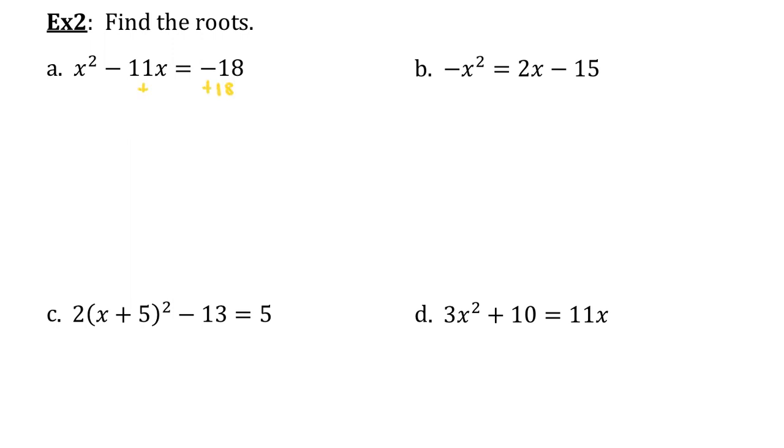I'm writing this little step here, but you don't have to. So now it's going to be x squared minus 11x, and I'm going to bring down the plus 18. Negative 18 plus 18 is 0. So now it will factor.